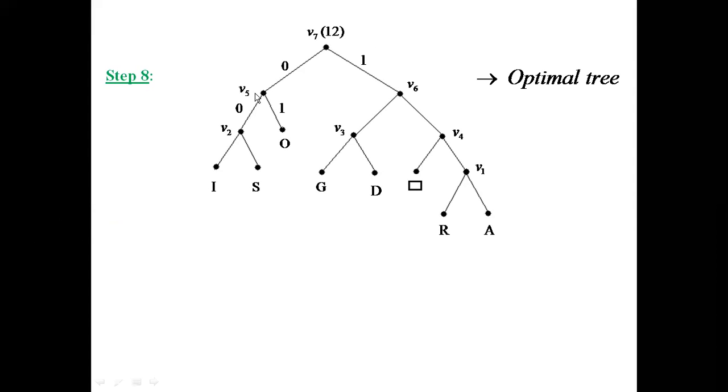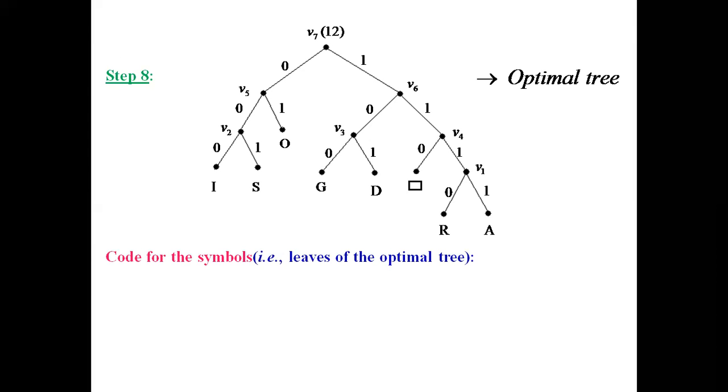Now, let us assign zeros and ones. We assign zeros and ones in the labeling procedure: 0 to the left child and 1 to the right child. For every left and right child, we assign zeros and ones to the edges. Now, the code for the symbols, that is the leaves of the optimal tree. The symbols in the given message were R, O, A, D, space, G, and I, S. Only for those symbols are we going to write down the code. So let us write down the code first, followed by the code for the given message.